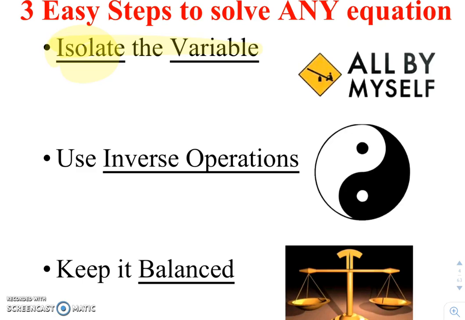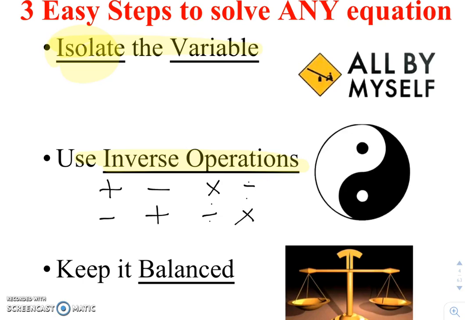In order to get the variable by itself, you have to get rid of the other things by using inverse operations. Inverse operations are just operations that are opposite of each other. So if the equation has an addition sign in it, you're going to subtract to get rid of it. If it has a subtraction sign in it, you're going to add to get rid of it. If it had multiplication, you would, you guessed it, divide. If it had division, you would multiply.